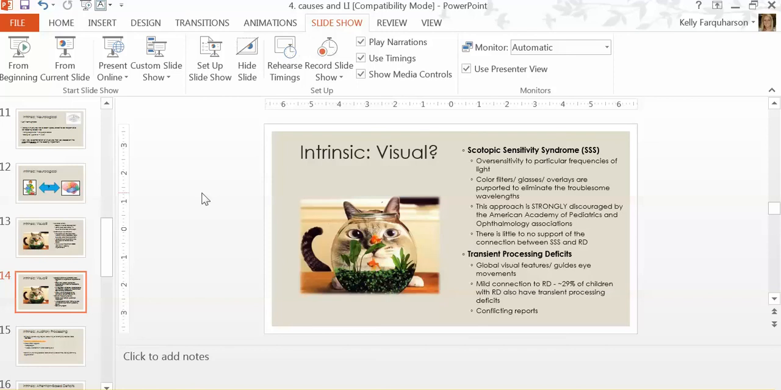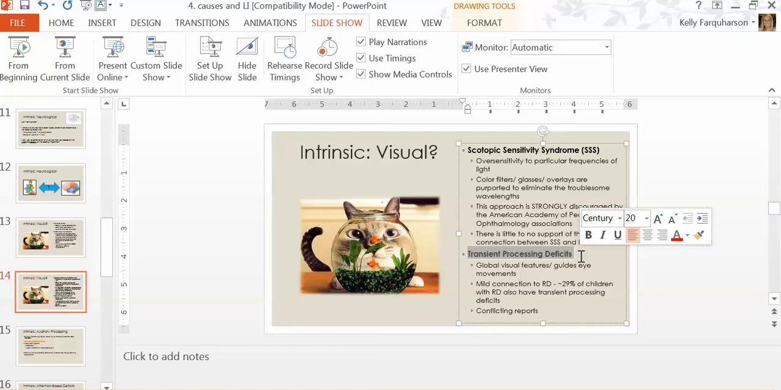Transient processing deficits. There have been some conflicting reports about this. This is looking at the global visual features that guide eye movements over time. So there's been a mild connection to reading disabilities. About 29% of children who have a reading disability have also had transient processing deficits. Again, more global visual processing deficits here. There have been conflicting reports though, and if there's any visual aspect that contributes to reading, it could possibly be this one, transient processing deficits.